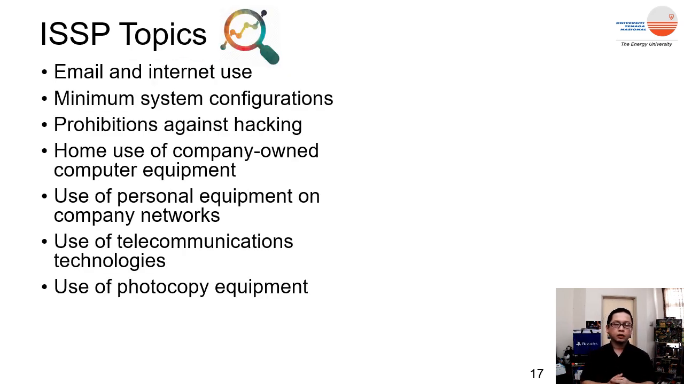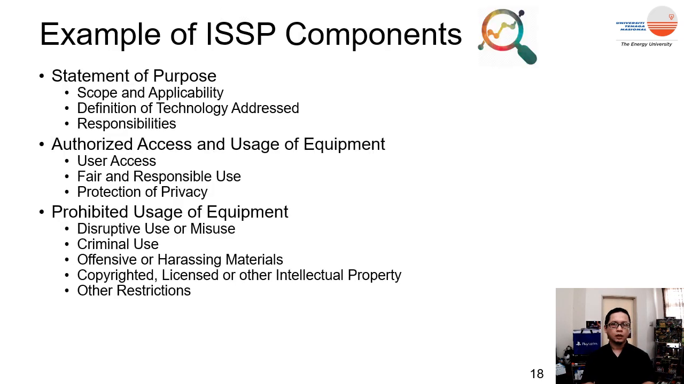So these are examples of ISSP topics. Among others, not limited to email usage, prohibition against hacking, for example, the use of personal equipment, the use of telecommunication equipment, and the use of photocopy equipment, for example. And as you can see, it is very resource specific and it handles each and every resource individually in terms of how it is being used, who is responsible to make sure that it's used correctly, and what happens if that resource is not used correctly according to the policy of the organization.